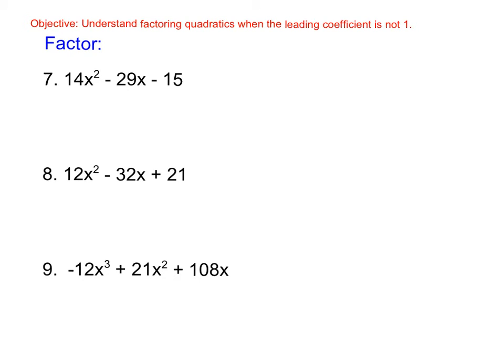All right, 14 times 15. I don't even know what that is. What is 14 times 15? 225 minus 15 is 210, so it's 210. So we're multiplying to 210, negative 210, combining to negative 29.